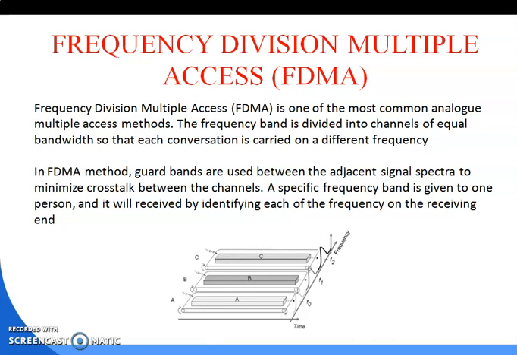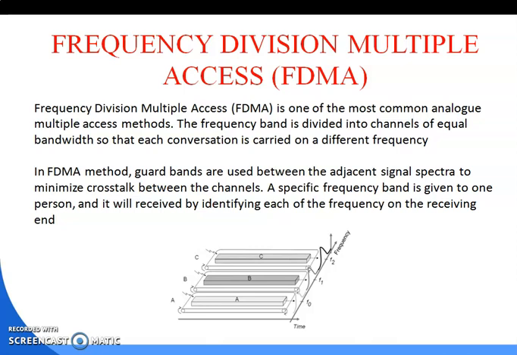a specific frequency band is given to one person and it will be received by identifying each of the frequencies on the receiving end. So that is a guard band in the figure. These are the guard bands between A, B, C. This guard band is used to minimize the crosstalk interference between the channels. That is the technology of frequency division multiple access.